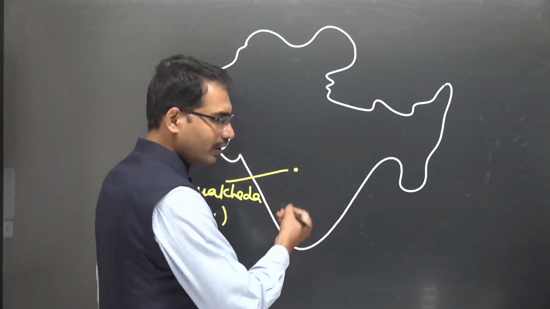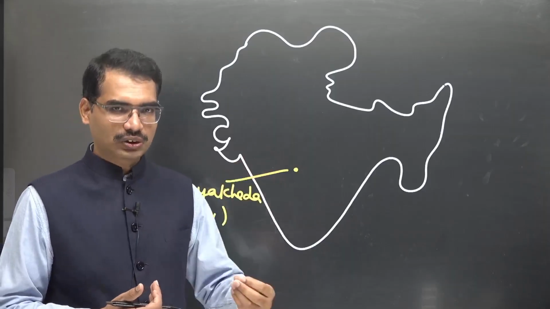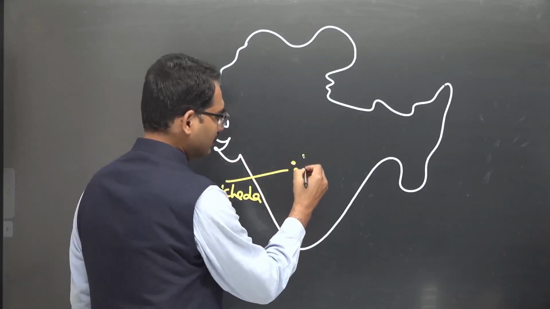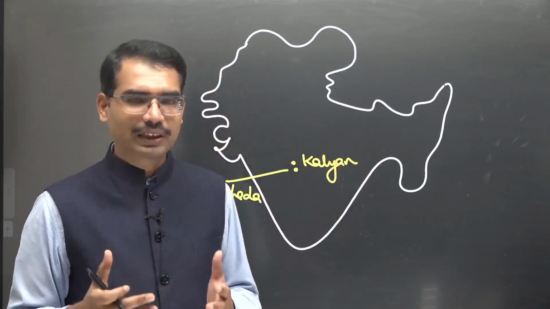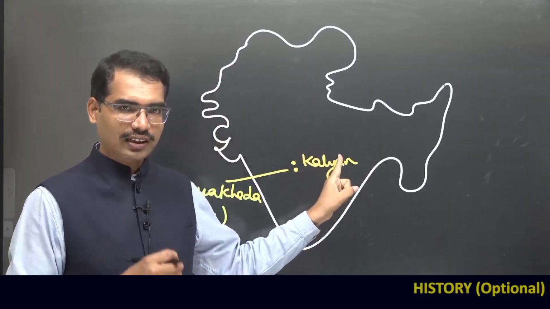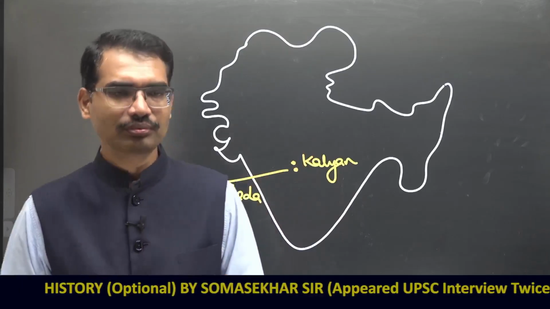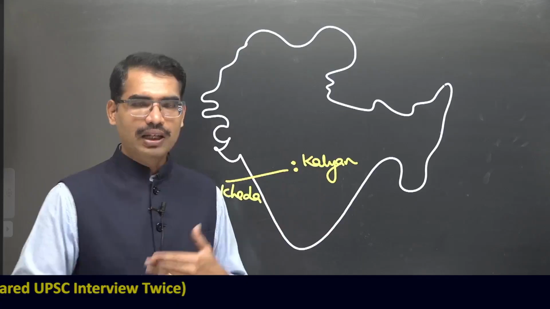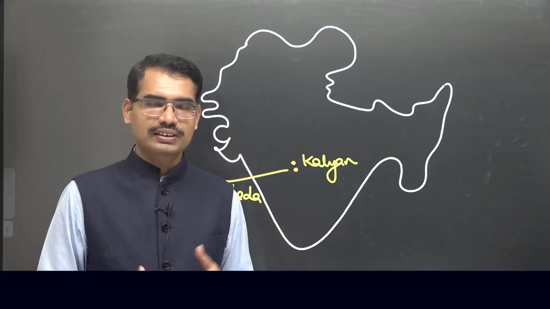Next, after Rashtrakutas: Badami Chalukyas were replaced by Rashtrakutas, and later Rashtrakutas were replaced by Kalyani Chalukyas. Basava Kalyan or Kalyani is the capital of Western Chalukyas. Kalyani is also in Karnataka today, and they are very close. Manyakheta and Kalyani are very, very close. Western Chalukyas continued the tradition of Badami Chalukyas and Rashtrakutas, and they also patronized various poets.